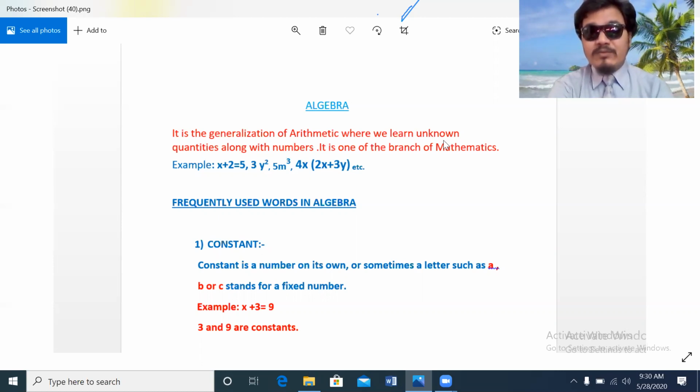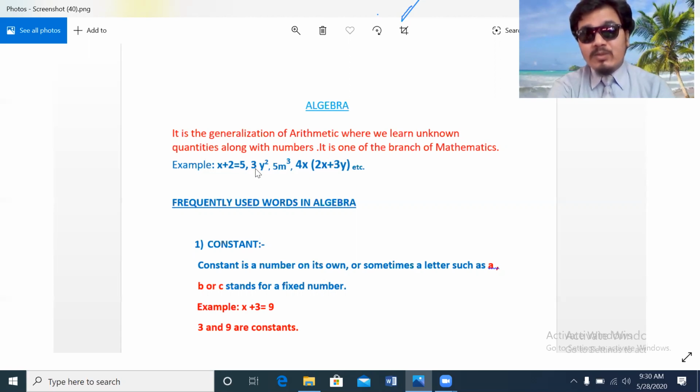There are different branches of mathematics, and among them, algebra is one of the main branches. Here are some examples. Example one is x plus 2 equals 5. Here 2 and 5 are known quantities, and x is the unknown quantity.